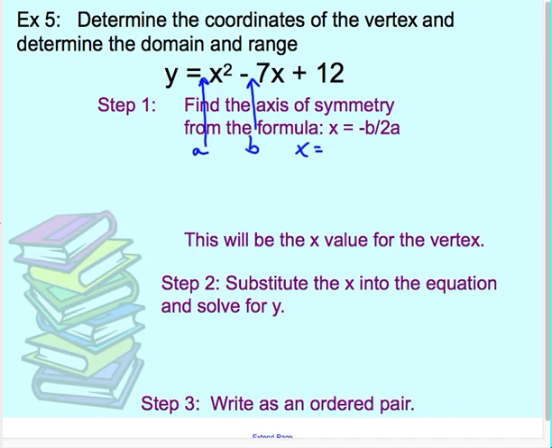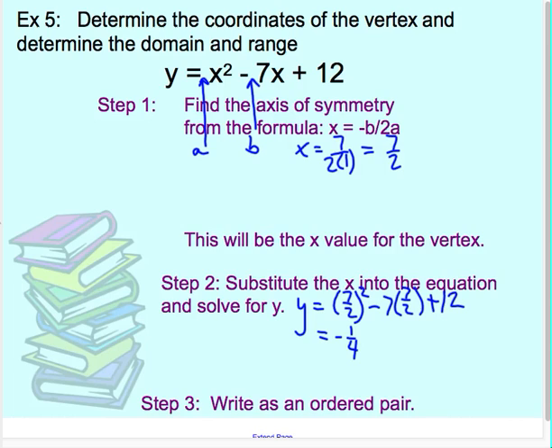So substituting that into our formula, the opposite of -7 is 7, all over 2 times 1, which gives us an x-coordinate of 7 halves. So again, that's the x-coordinate for the vertex. Substituting that back into the equation to solve for y, this one gives us a y value of -1/4. So finally, we write this as an ordered pair. Our x-coordinate is 7 halves, and our y-coordinate is -1/4.